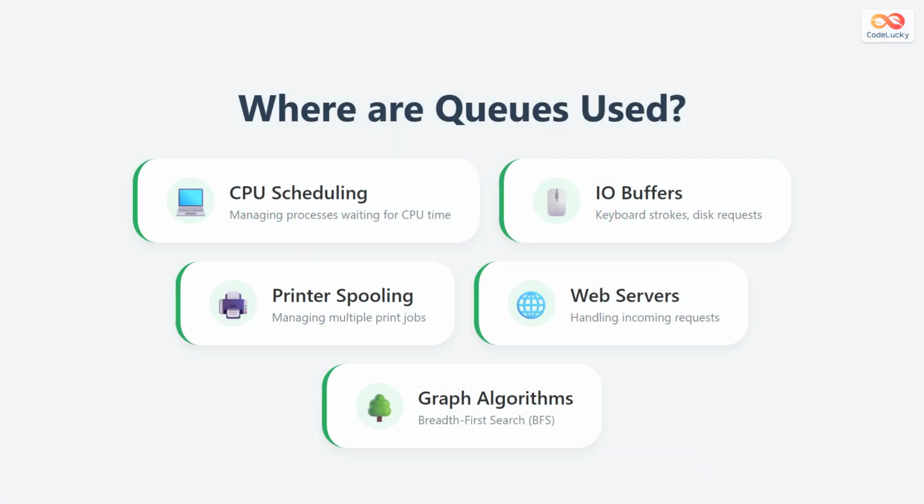Finally, where are queues used in the real world? They are everywhere. Your computer uses them for scheduling CPU tasks. Web servers use them to handle requests, and they are essential for graph algorithms like breadth-first search. Any system that needs to manage a fair waiting line uses a queue.